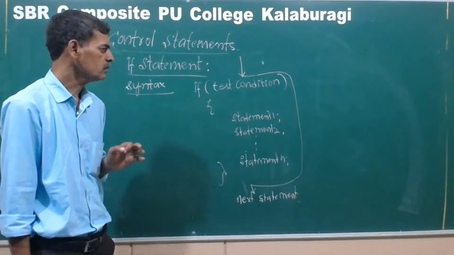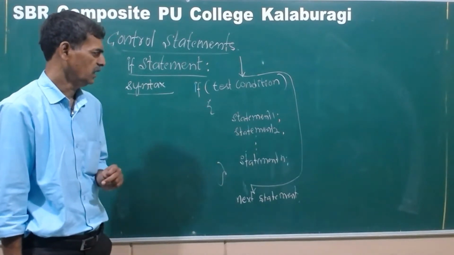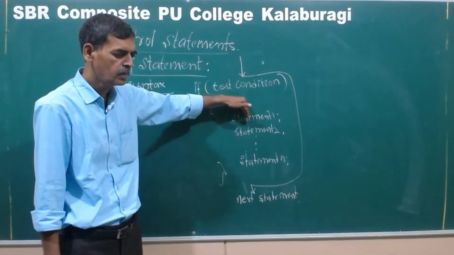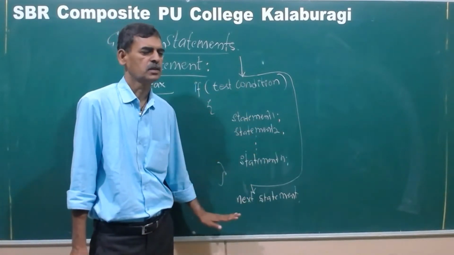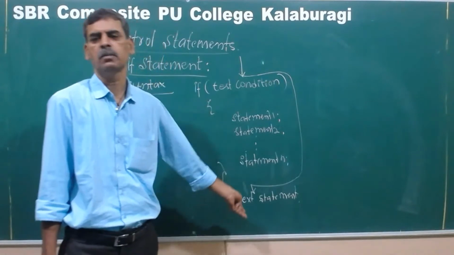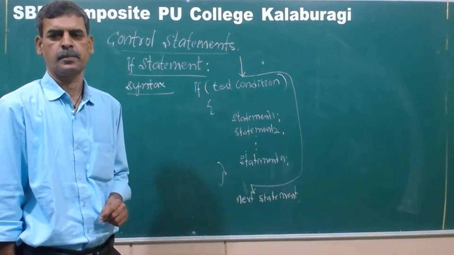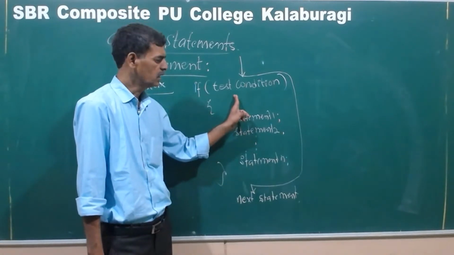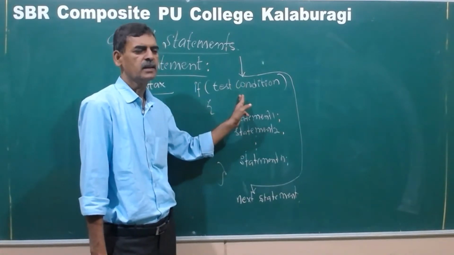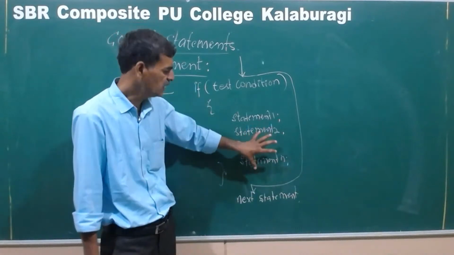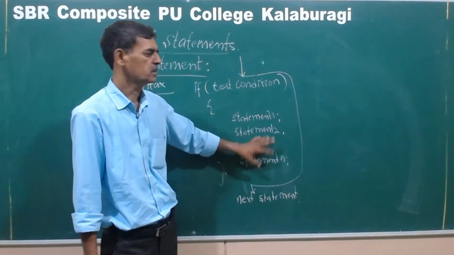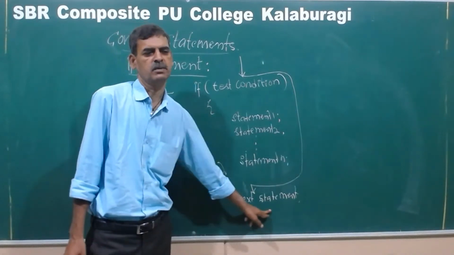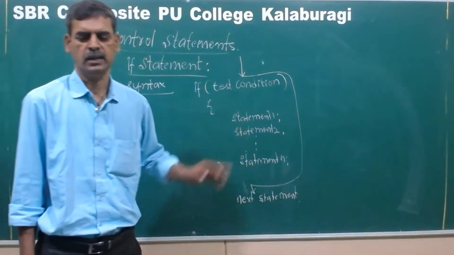This is the execution of the if statement. If the condition is true, control comes inside, then statements in the if block are executed, then it goes to the next instruction. If the test condition is false, control doesn't enter the if block, it skips these statements, goes out of the if block, and the next statements are executed.